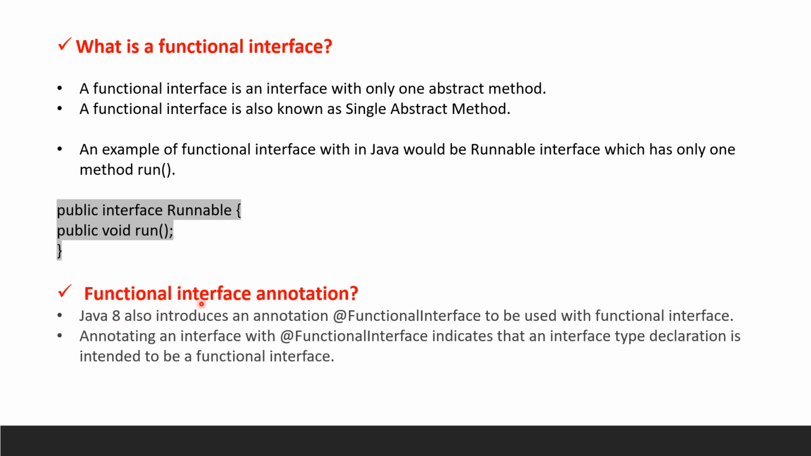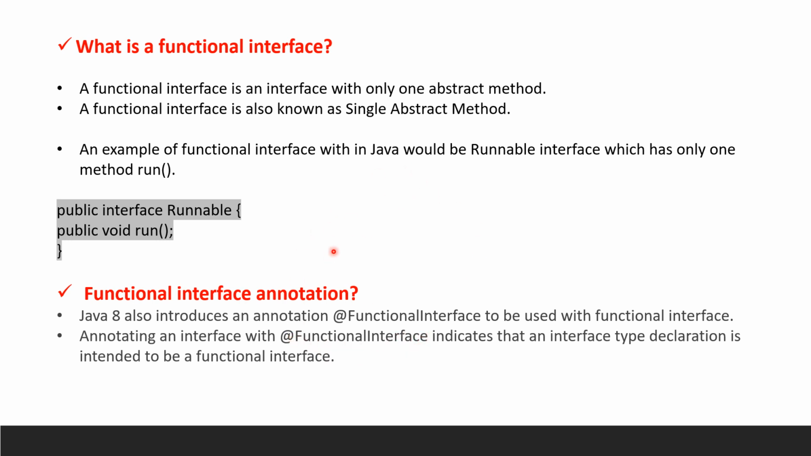Then we also have the functional interface annotation. Java 8 introduces the annotation @FunctionalInterface to be used with functional interfaces. Whenever you have a functional interface, just declare that interface with this annotation. Why annotate an interface with @FunctionalInterface? It indicates that the interface type declaration is intended to be a functional interface only. In order to make sure that a particular interface is a functional interface, we can annotate that interface with @FunctionalInterface.